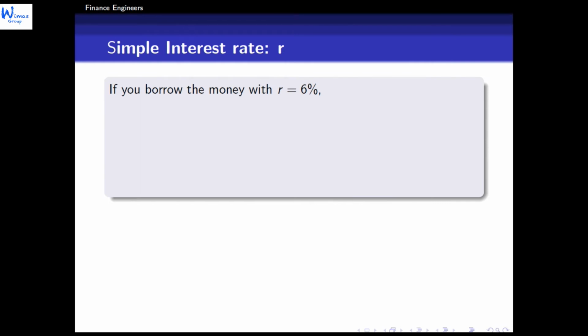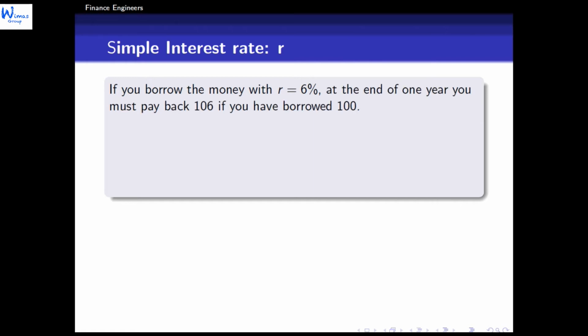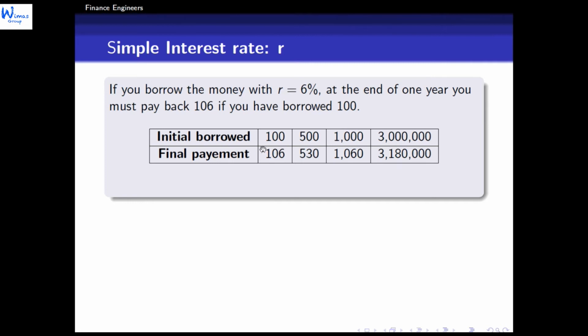So this interest rate, which is expressed annually, is known as simple interest rate. For the next part, we are going to use the letter R to denote the interest rate. Now let's say we borrow money with an interest rate R equal to 6%. This means that at the end of 1 year, we are going to pay back 106 if we have borrowed 100. If we have borrowed a different amount, we can see some examples in this table. If you borrow 100 at this interest rate, 6%, after 1 year the final payment is 106.